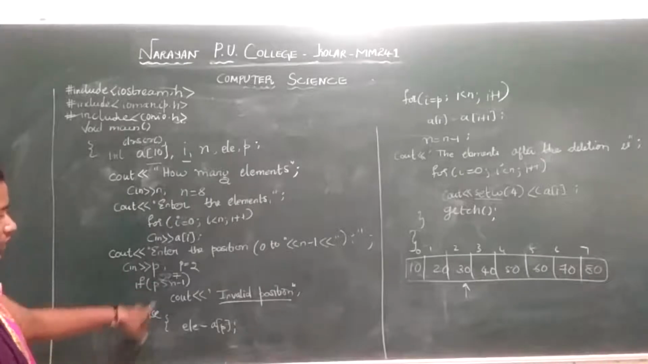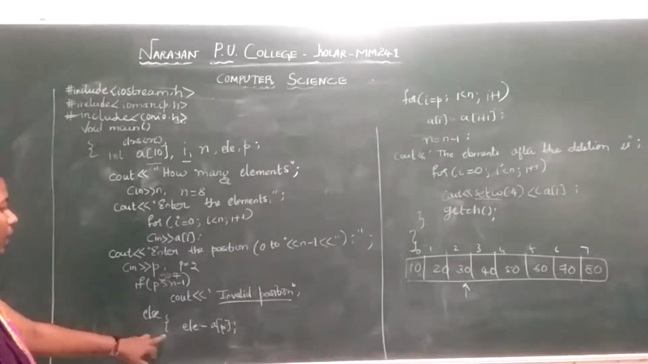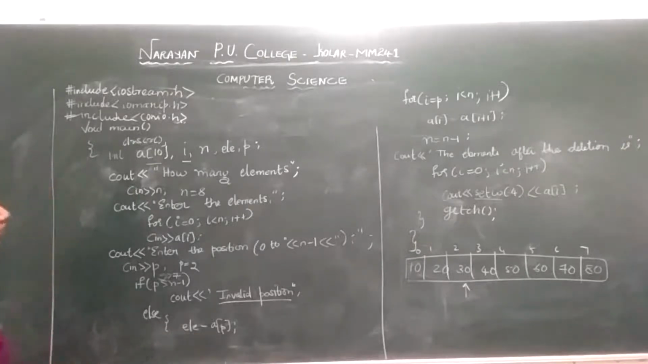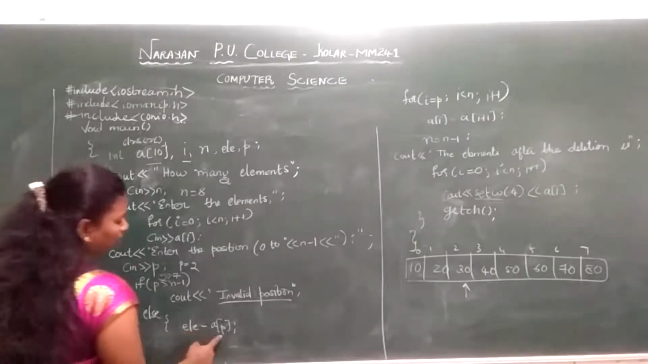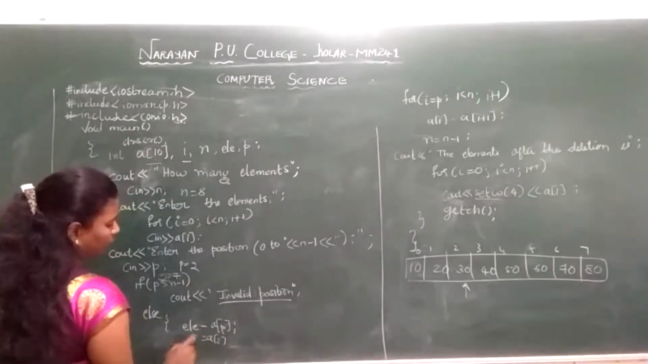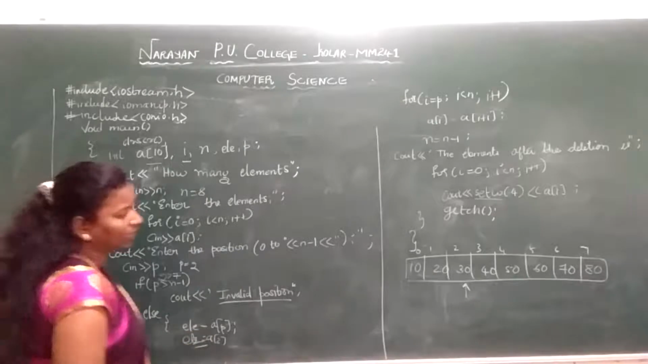The condition fails here. 2 is not greater than 7, so it will come here. So we will give the element to a of p. So what is the element? What is there in a of p? A of 2. So a of 2, what we have? 30. So we need to delete the element 30.